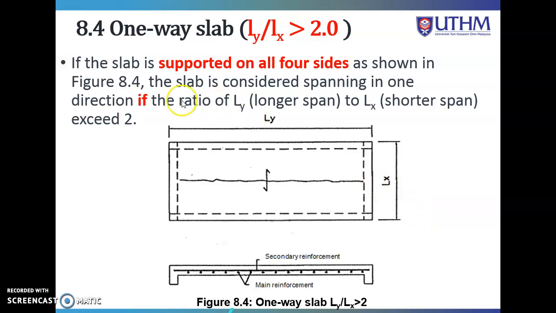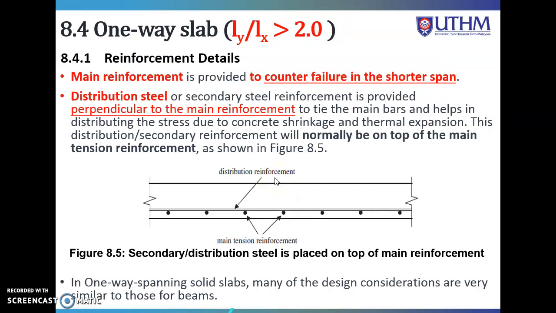Okay, if the slab is supported on the four sides, dikelilingi oleh floor ni dikelilingi oleh ada four-sided. Dia punya ratio, if the ratio Ly, longer span, to the shorter span Lx exceeds 2 meter. So this is the figure. Okay.